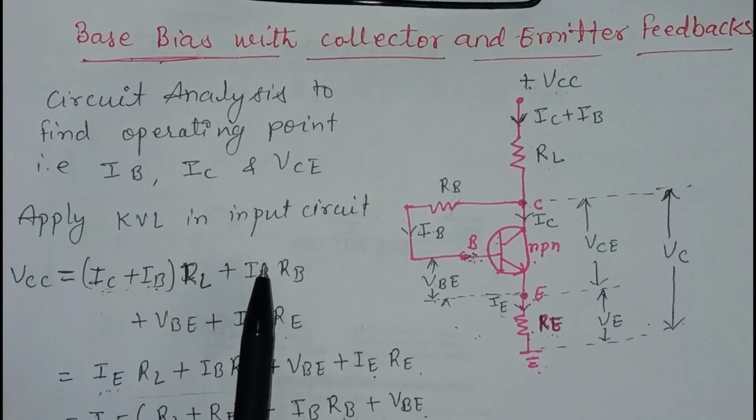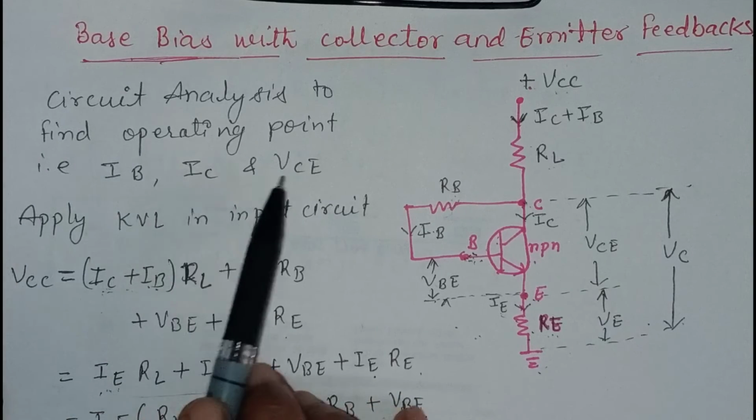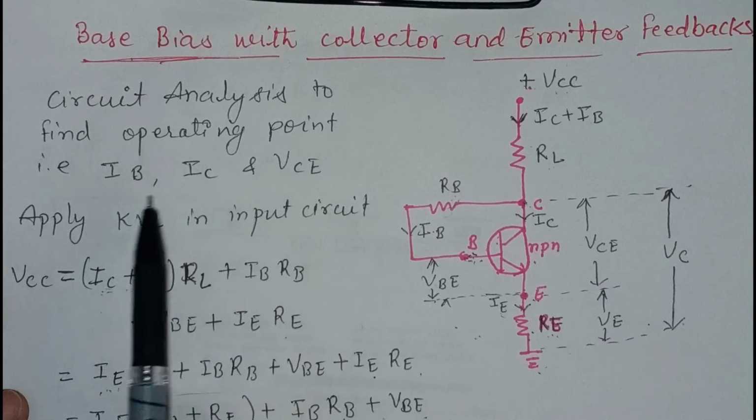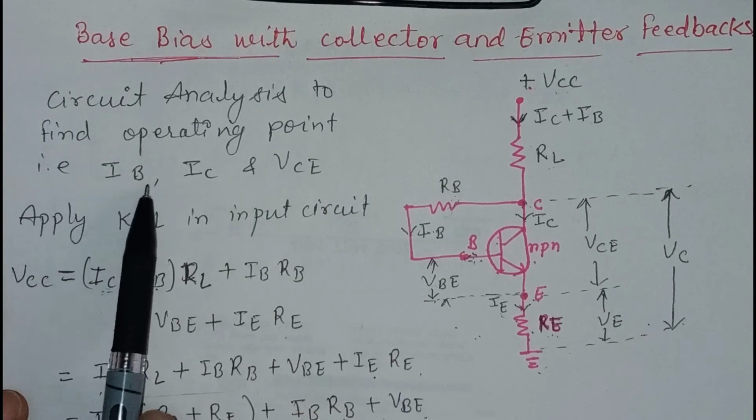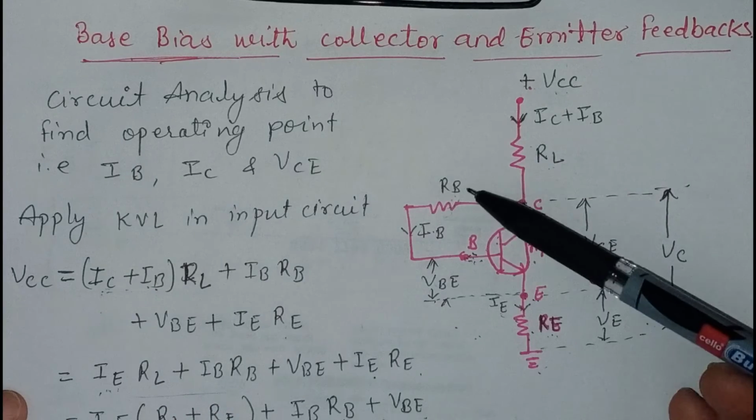Now we will analyze the circuit to find out the operating point, that is IB, IC and VC. Now we will derive equation for these variables. First we will derive equation for IB. For this we will apply KVL at the input side.